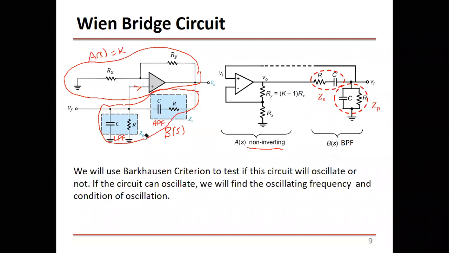You can redraw this circuit in a different way, just to see the feedback. So this is A of S, and this is B of S. The output is taken from the output of the operational amplifier, and we feed it back to the negative terminal using this voltage divider, and also to the positive terminal using this filter. So this feedback here just determines the gain of A of S, which is K.